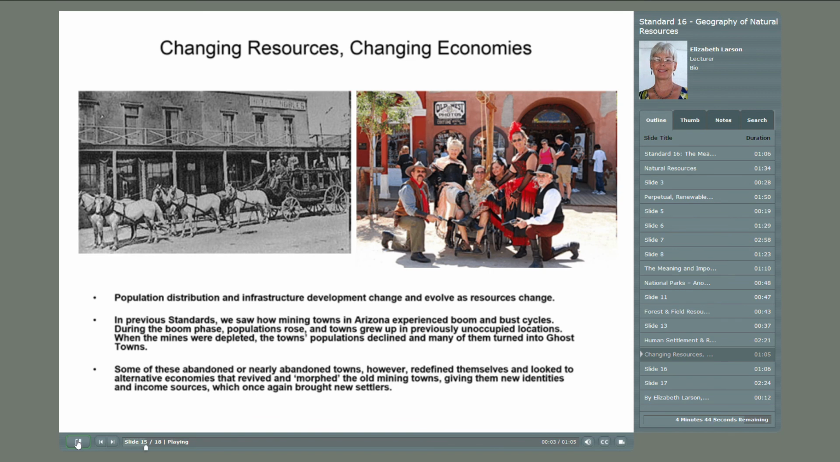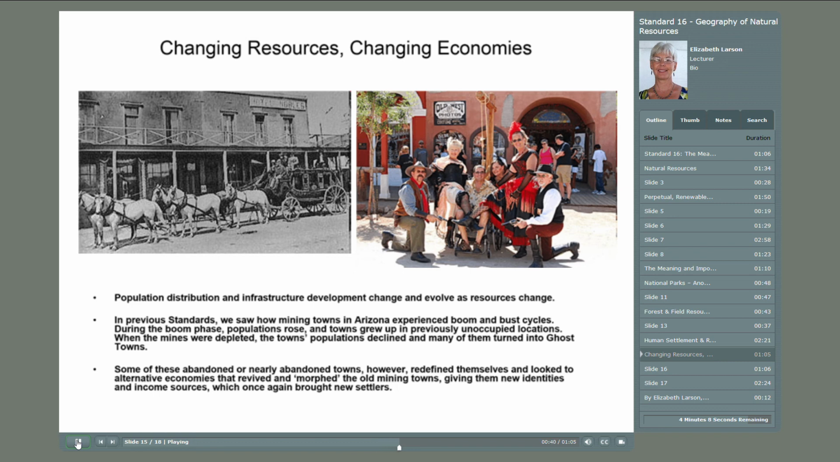Population distribution and infrastructure development change and evolve as a resource changes. In previous standards, we saw how some towns in Arizona experienced boom and bust cycles, like the old mining town of Bisbee. During the boom phase, populations rose and towns cropped up in previously unoccupied locations. When the mines were depleted, or the town's reason for being established in the first place was diminished, the town's population declined and many of them turned into ghost towns.